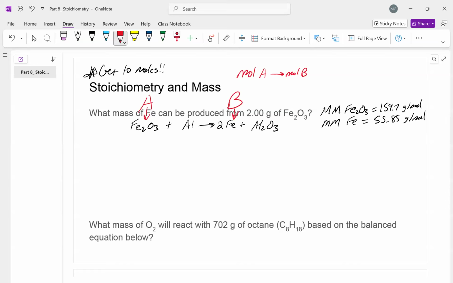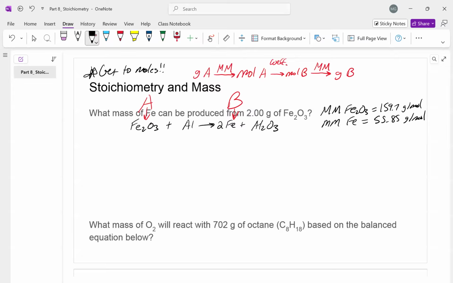Now, I'm not given any moles of anything. I'm given grams of A. So how do I get to moles of A? I'm going to use the molar mass. How am I going to go from A to B? I'm going to use the coefficients from the balanced equation. And how am I going to go from moles of B to grams of B? I'll use the molar mass.